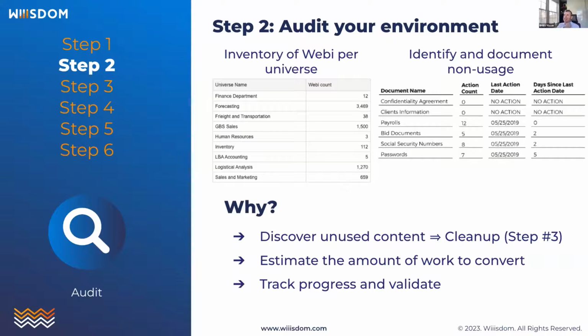Yeah, so definitely here it's don't convert what you're not using. You're just wasting a lot of time. In addition here, you see the inventory of all the Webis per universe. So of course, you're going to get a count of how many universes you have that you need to convert. And then after that, you have to do the repointing and you need to check how many Webis you have there.